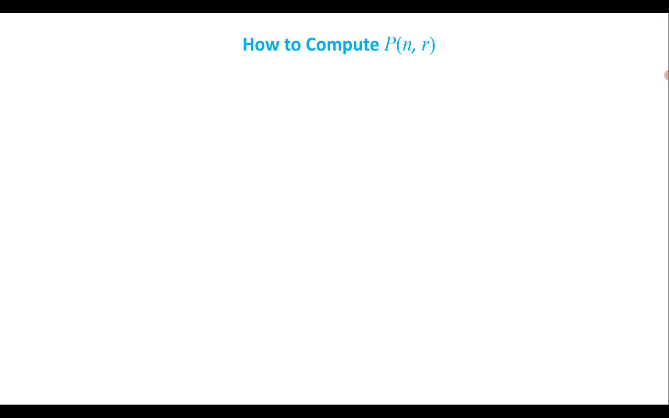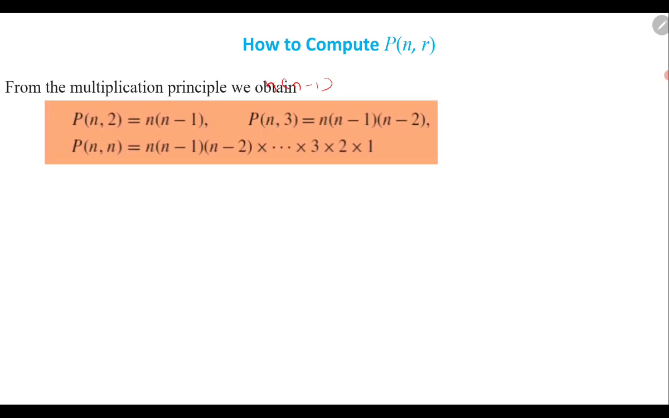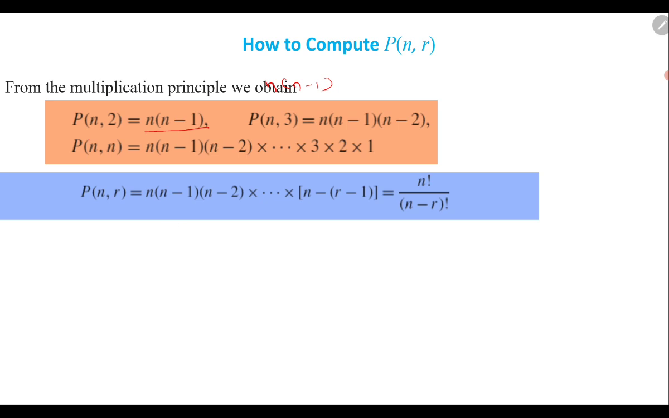So to obtain the formula for P(n,r), let's say I have to arrange two objects out of n objects. There are n positions for the first one and n minus 1 for the second one. So P(n,2) is n times n minus 1, P(n,3) is n times n minus 1 times n minus 2, up to P(n,n), or similarly I can write P(n,r), and if I write it in the form of factorial, then it becomes n factorial divided by n minus r factorial.